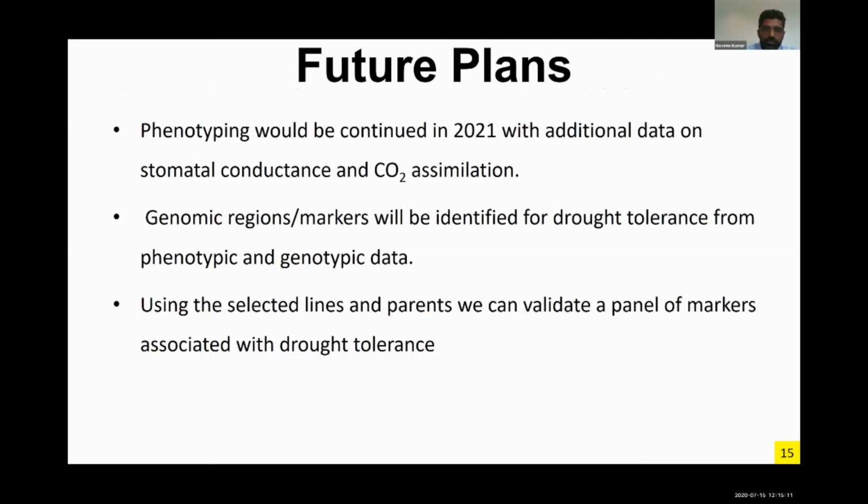So what are the future plans to accomplish this project? The phenotyping would be continued in 2021 with additional data. And once the genotyping is done, we will identify the genomic markers associated with drought in our germplasm. These selected lines, which are under testing, would be used to validate the panel of markers we identified through phenotyping and genotyping.